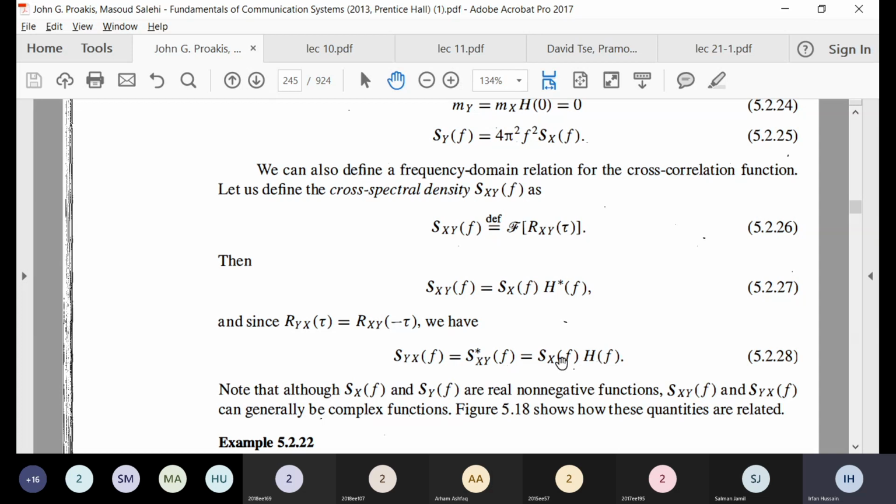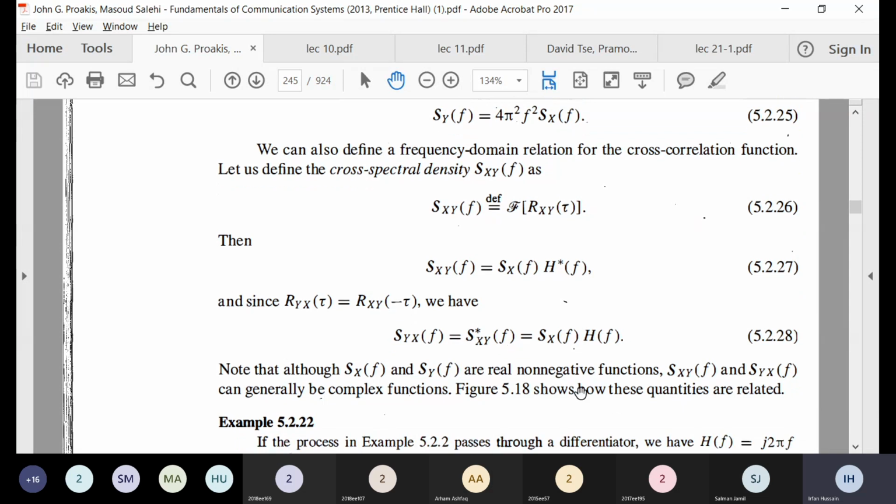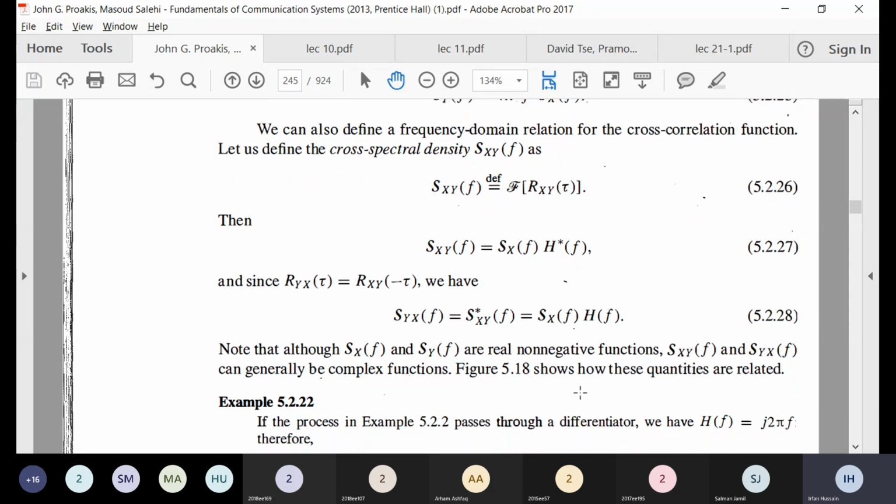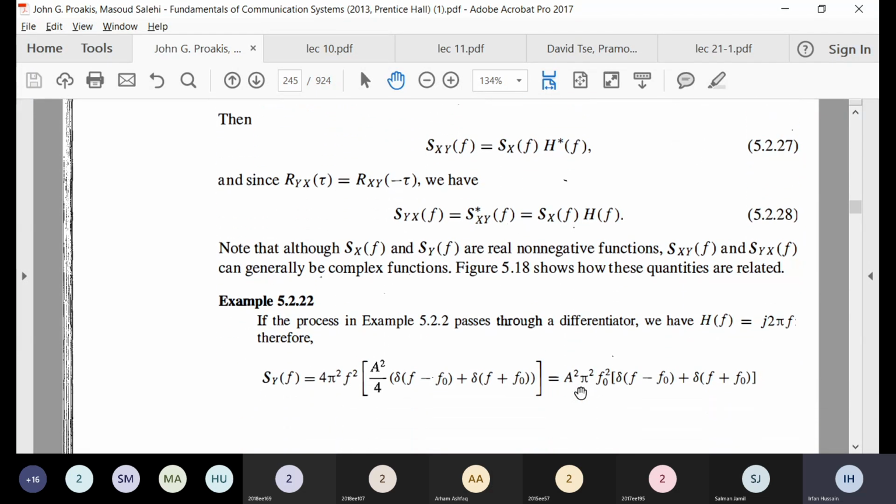Right. This gives an idea. This could be complex, but S_x and S_y are generally real and non-negative, because they represent the power. But the cross correlation can be complex.